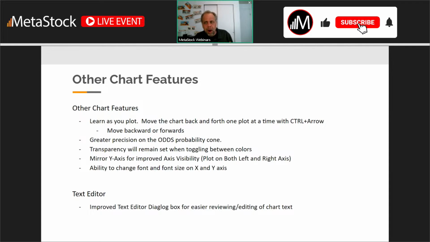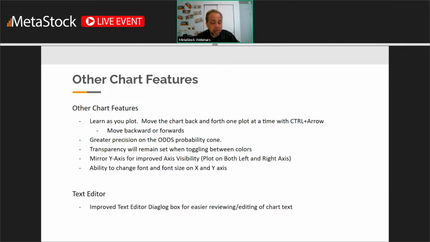We reworked the probability cones again, just to show you a little bit more precision in terms of where the cones were. We did put a transparency in 18 with the new chart engine. Now, if you set that, it's going to remember that value unless you go change it again. So, just some memory, to make things a little bit easier.